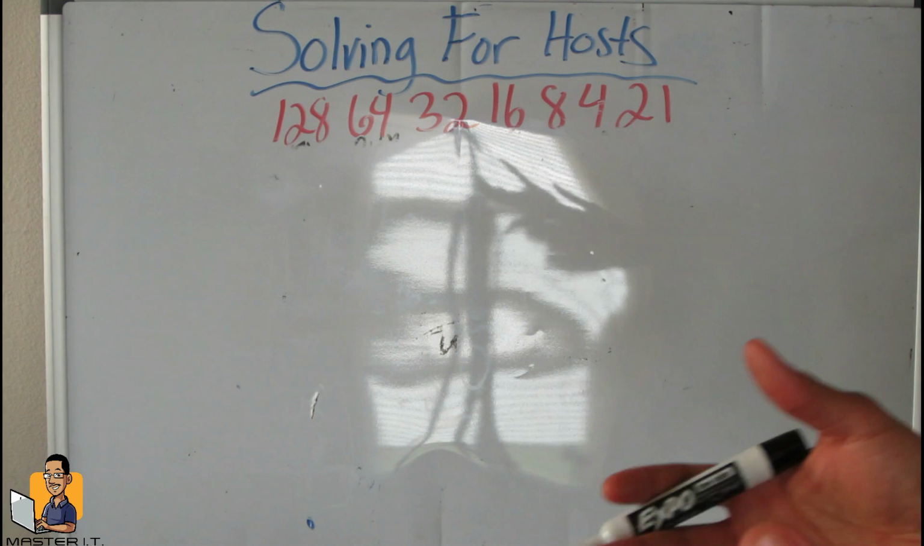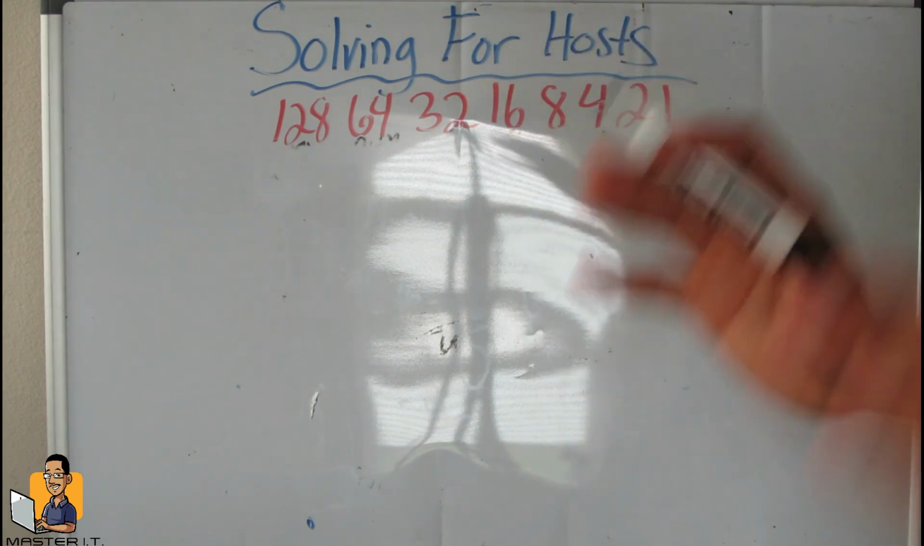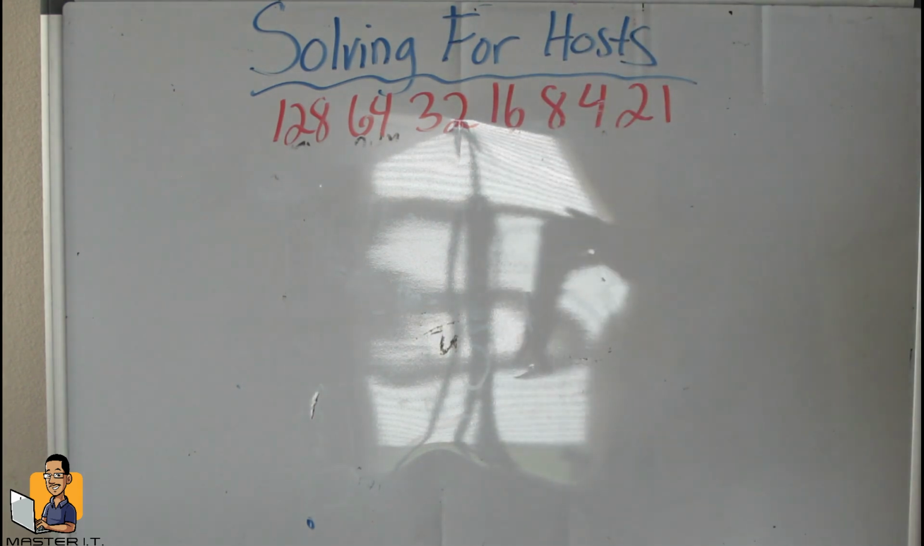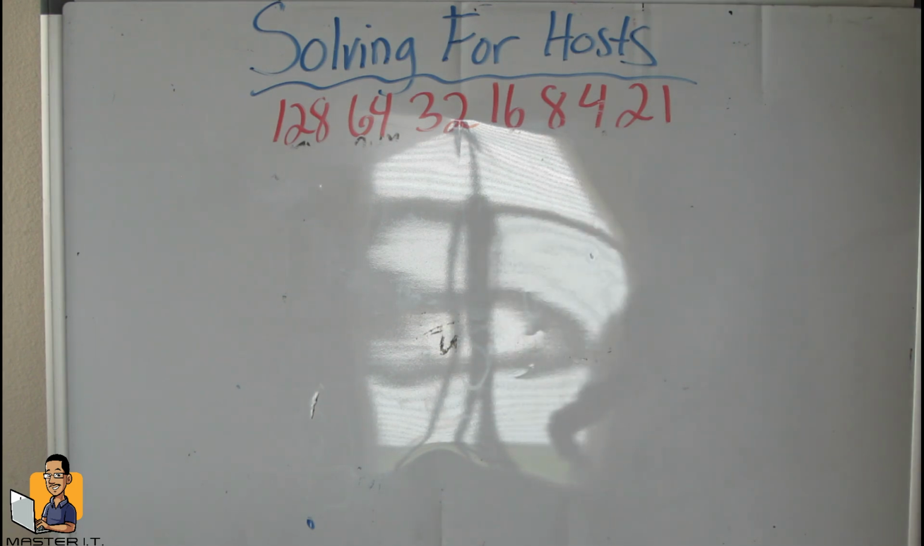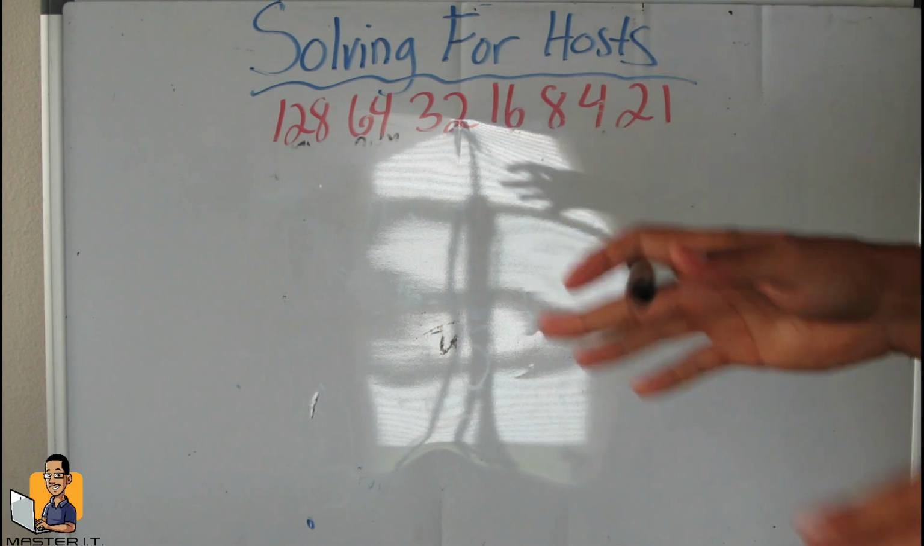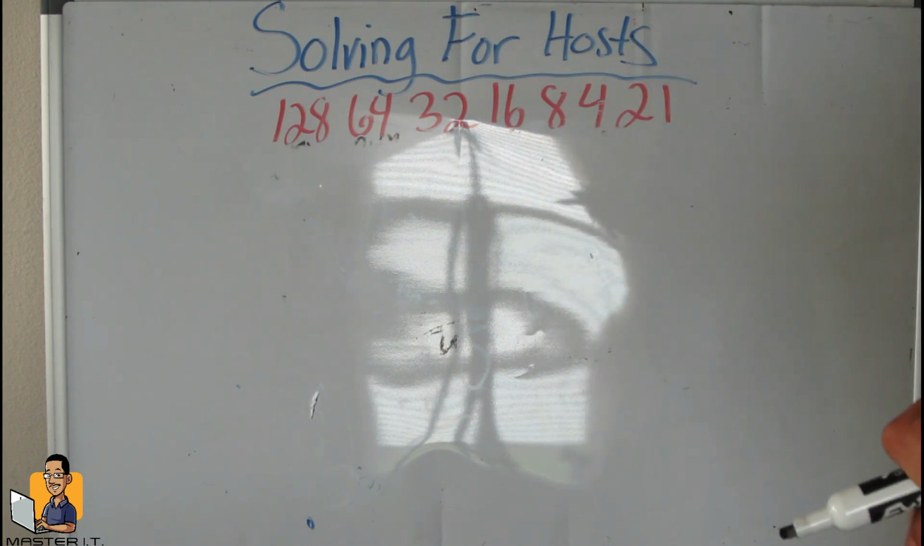All right, gang, so that works if it's in the last octet. 99% of the questions that you're gonna get are gonna be in the last octet, but I just wanna give you guys a quick example of how to solve it if it's not in the last octet. So instead of having a CIDR of 25 or higher, let's do a CIDR of 23. Let's see what a CIDR of 23 would get us, okay?